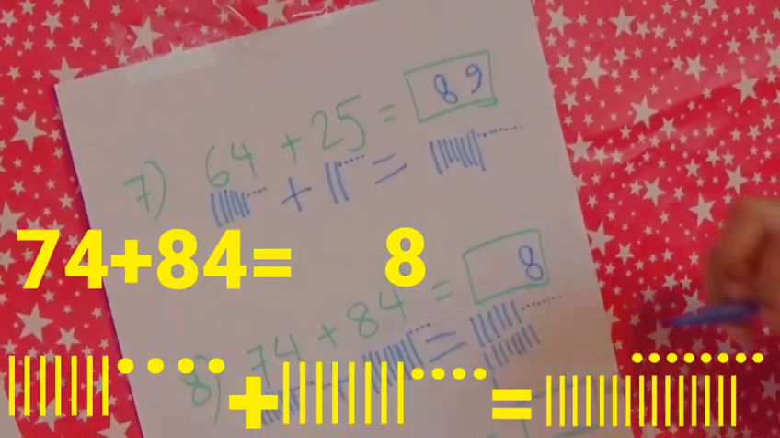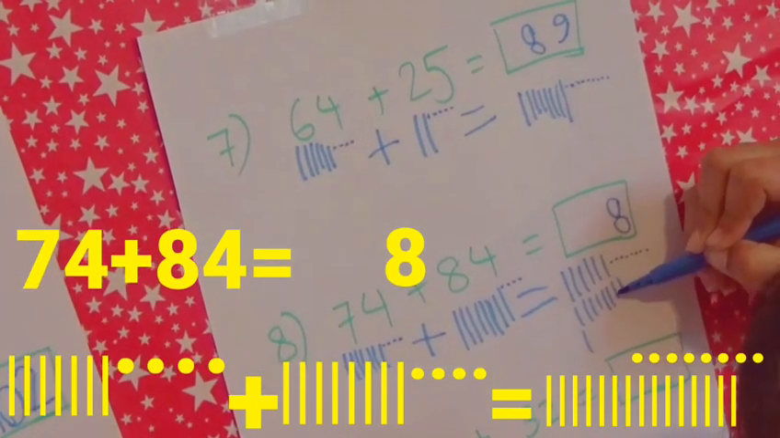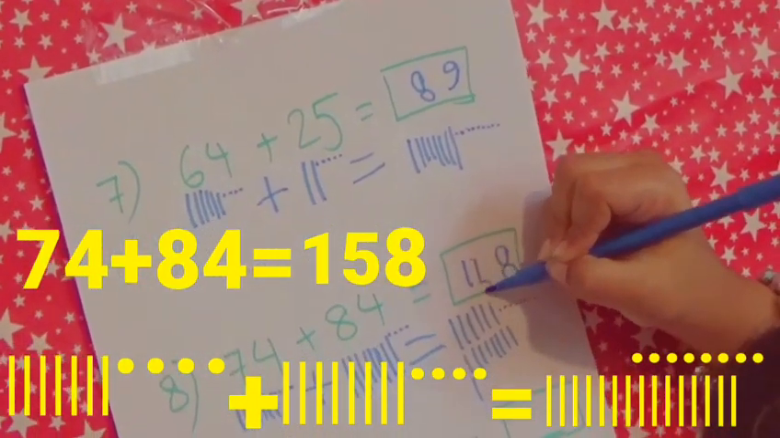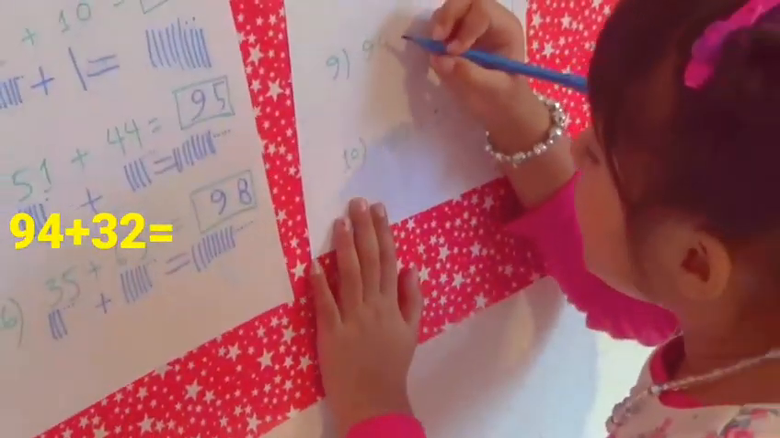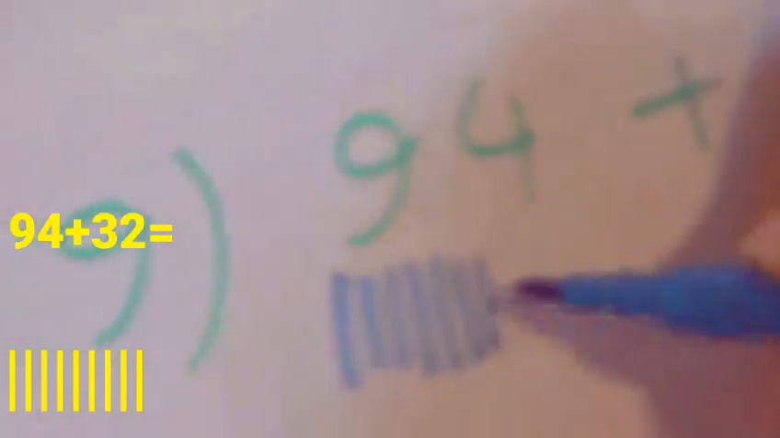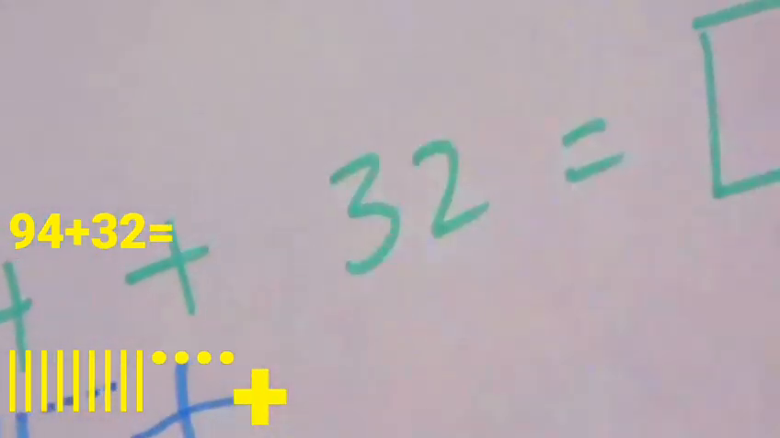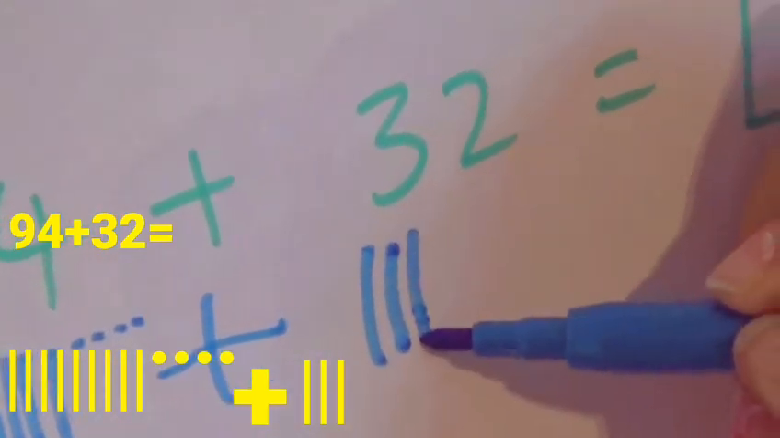Now let's count the lines. 1, 2, 3, 4, 5, 6, 7, 8, 9, 10, 11, 12, 13, 14, 15. That's right, 15 here. Let's do the next one. 94 means 9 lines and 4 dots. 32 means 3 lines and 2 dots.